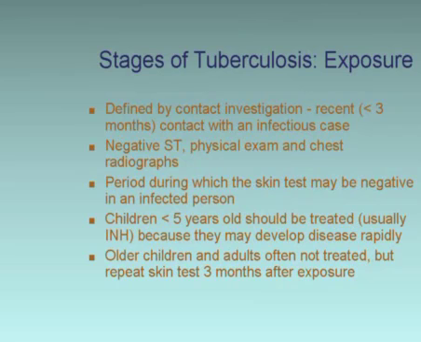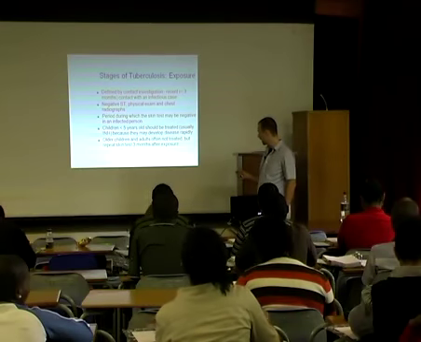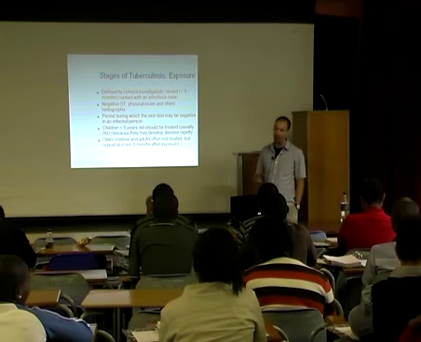So what do we mean by exposure? Well, exposure is defined through contact investigation. There should be a recent contact within 3 months of a known infected patient. How do we tell those that were exposed versus those that were infected? Well, the best way is the skin test, the Mantoux skin test, that we use to determine if somebody is TB infected. Oftentimes, people who are just exposed have a negative skin test, and the physical exam and chest x-ray are all going to be normal.